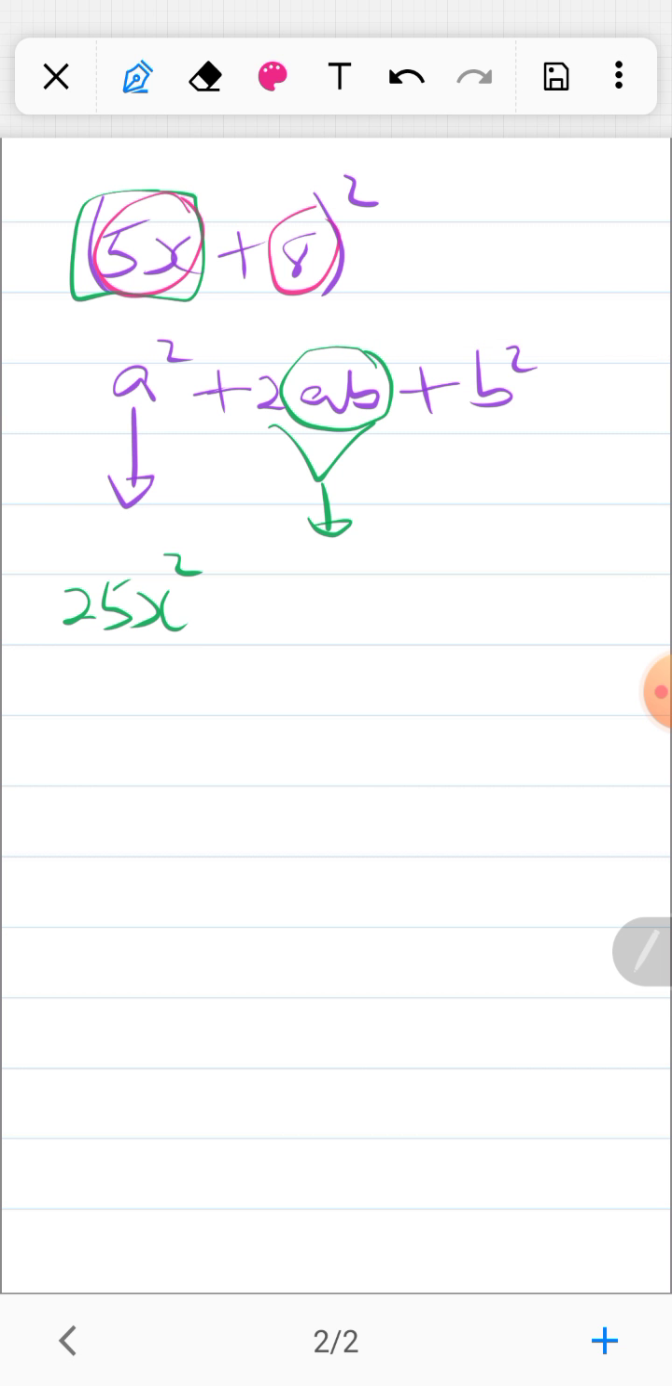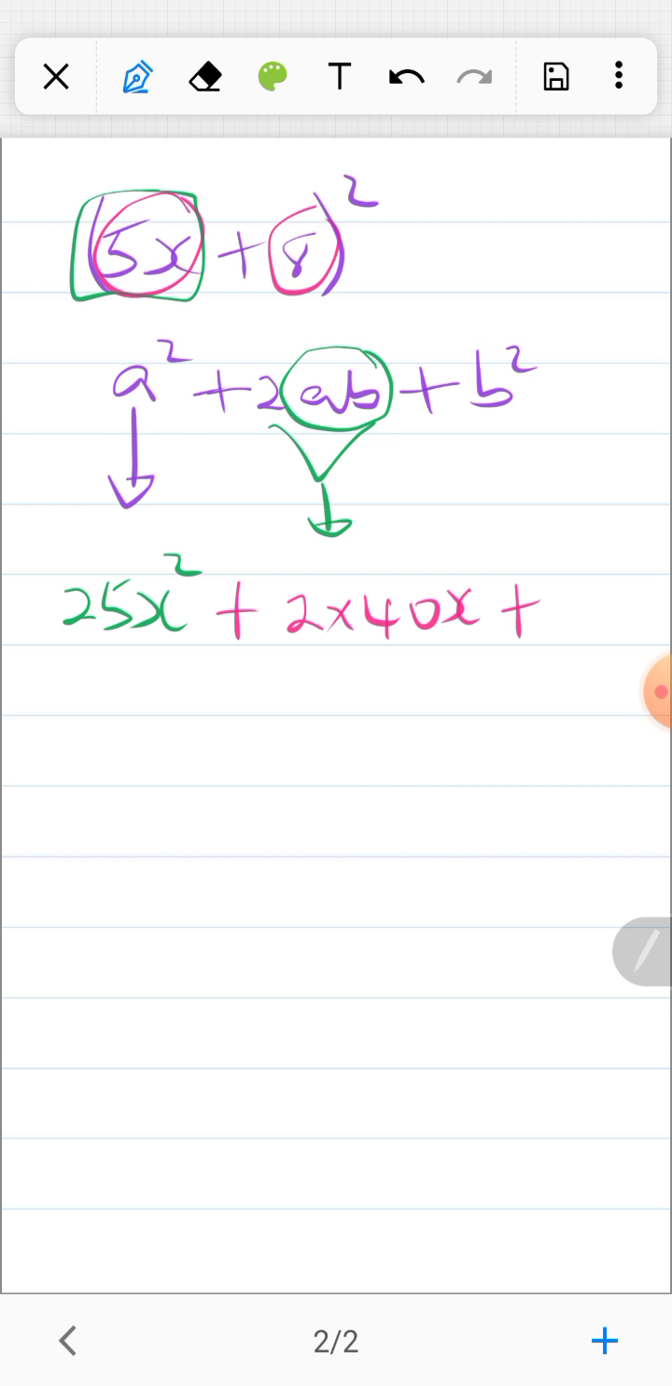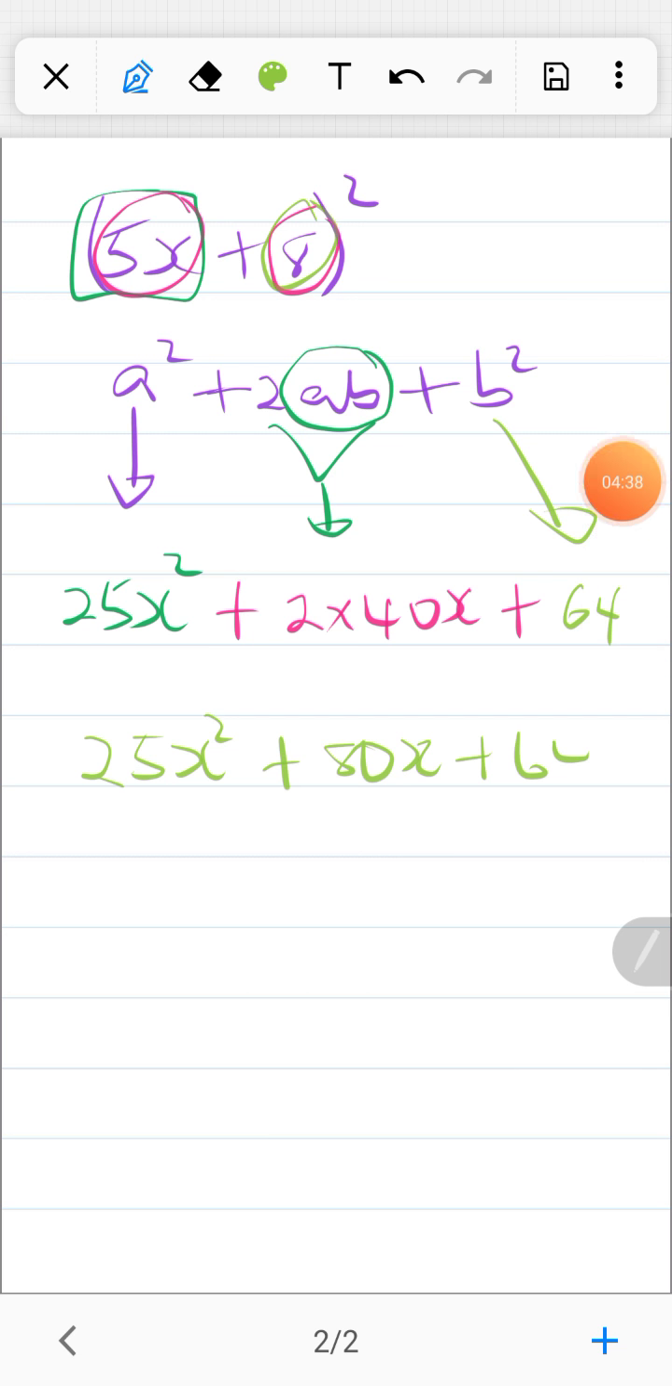Now I've multiplied both terms. After multiplying both terms, I multiply them by 2. And then finally, the last term is also squared. The last term is 8. 8 is going to be squared to give me 64. So my answer is 25x squared plus 80x plus 64. Simply how you do that.